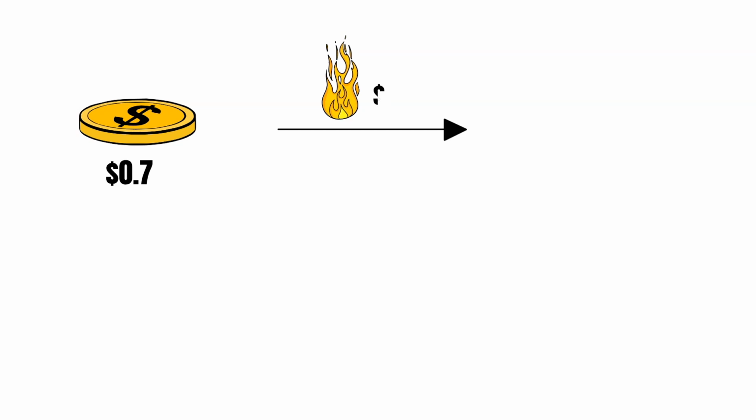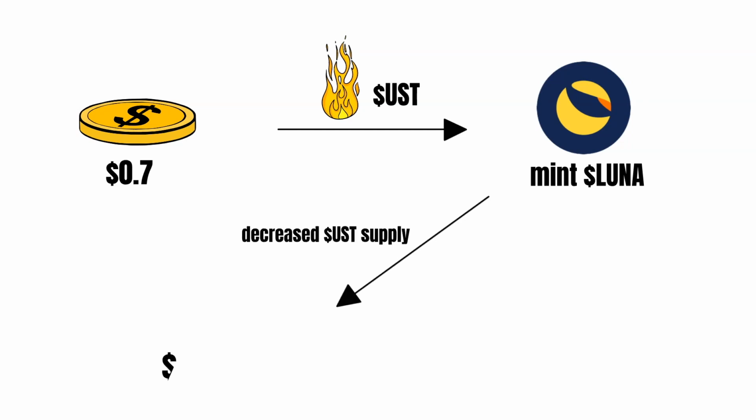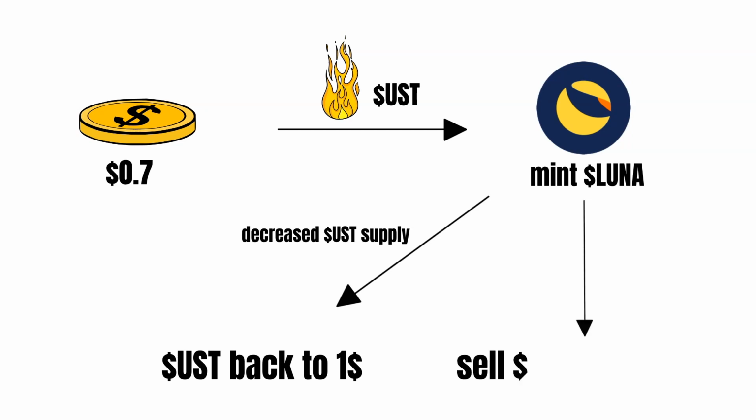As already mentioned, this also worked the other way around. So, if UST got traded at 70 cents, people had the incentive to mint Luna by burning UST, which decreased the supply of UST and eventually brought the UST price back to $1. By selling the freshly minted Luna immediately afterward, traders could also make money in that process.